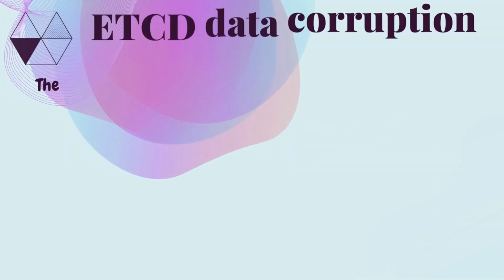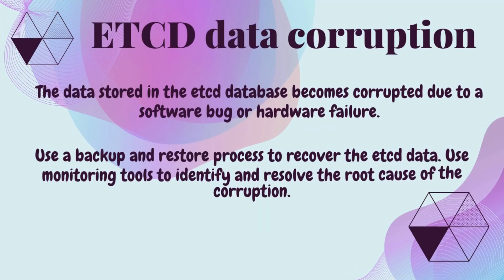So what happens with etcd data corruption? The data stored in the etcd database becomes corrupted due to a software bug or hardware failure. You inject a fault, a bug, on the etcd database. If it gets corrupted, what's the impact? Then you know the impact: it will be completely down, and the Kubernetes API and control plane can't access etcd, and pod scheduling, pod management, everything will fail. So use a backup and restore process to recover the etcd data.